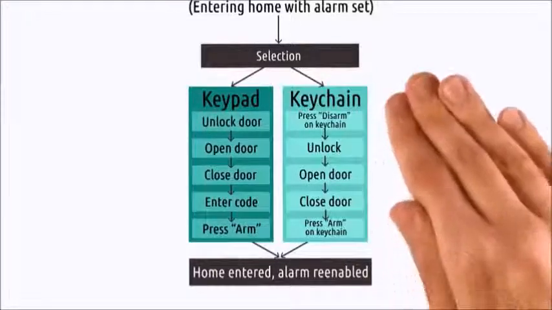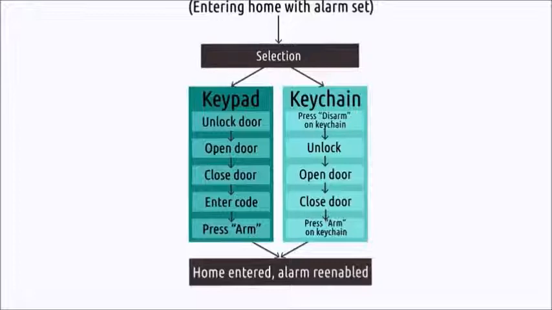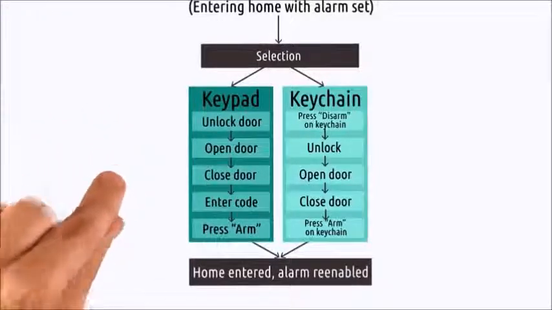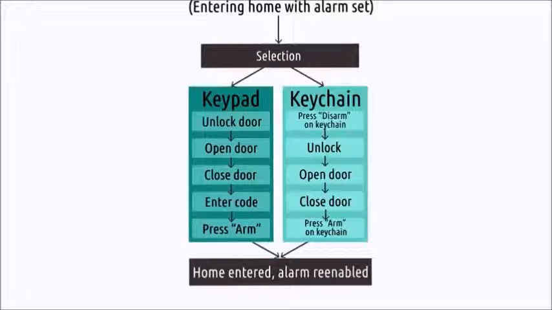The keychain method might be a lot faster if the user can get their keychain out pretty quickly. But for other users, the fact that they need to pull something out of their pocket while holding bags or holding a baby makes the keypad a more efficient option. By performing that kind of reasoning, we can focus on areas that either method and the interface as a whole can be improved.